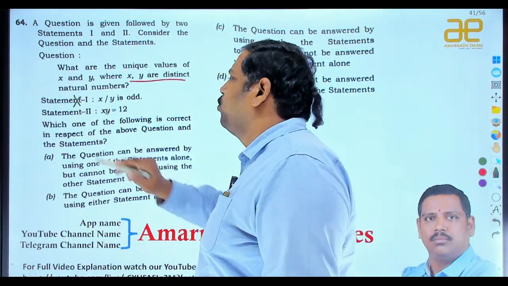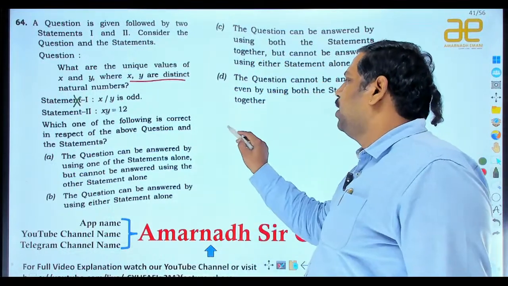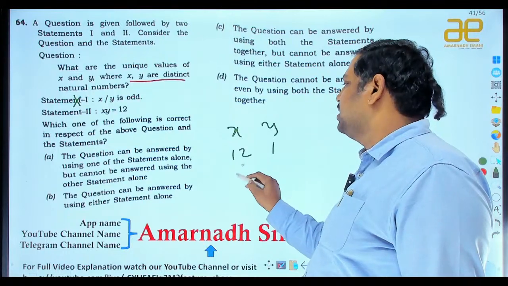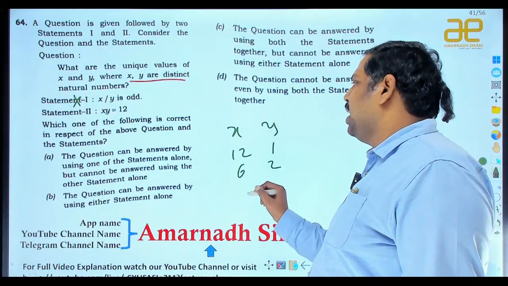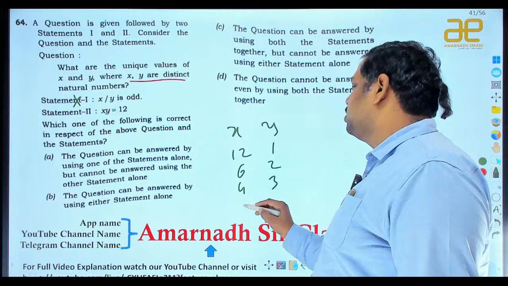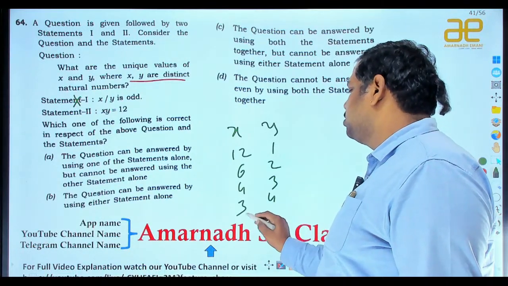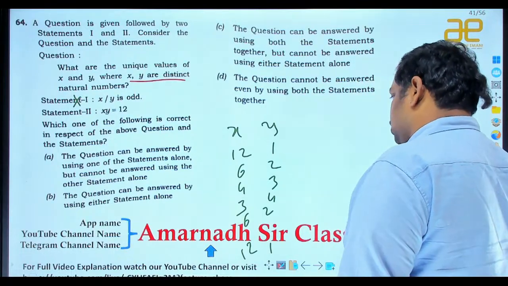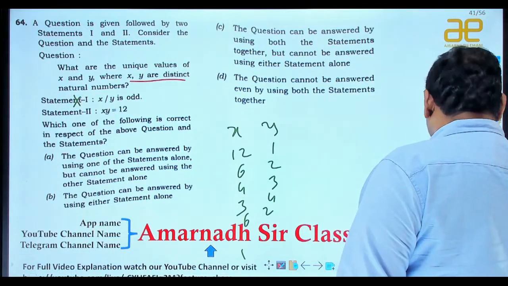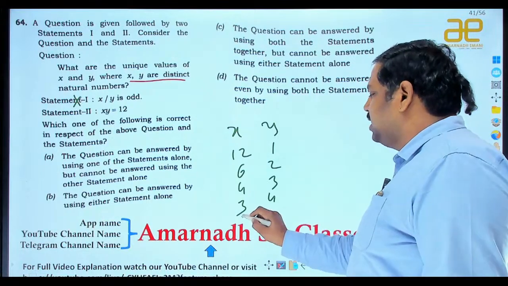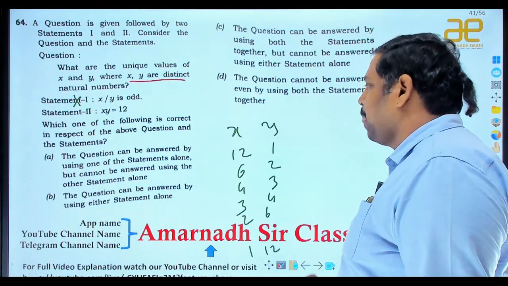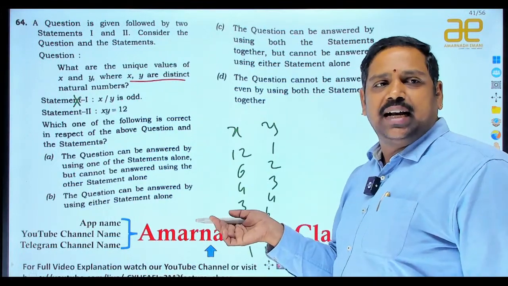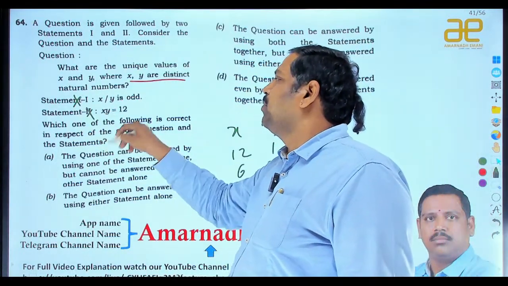Go to statement 2: xy is 12. So 12 and 1 is one possibility, 6 and 2 is another possibility, 4 and 3 is another possibility, and the reverse, 3 and 4, then 2 and 6, and the last one is 1 and 12. So how can you say that x and y have unique values? You are unable to. Then go with them together.